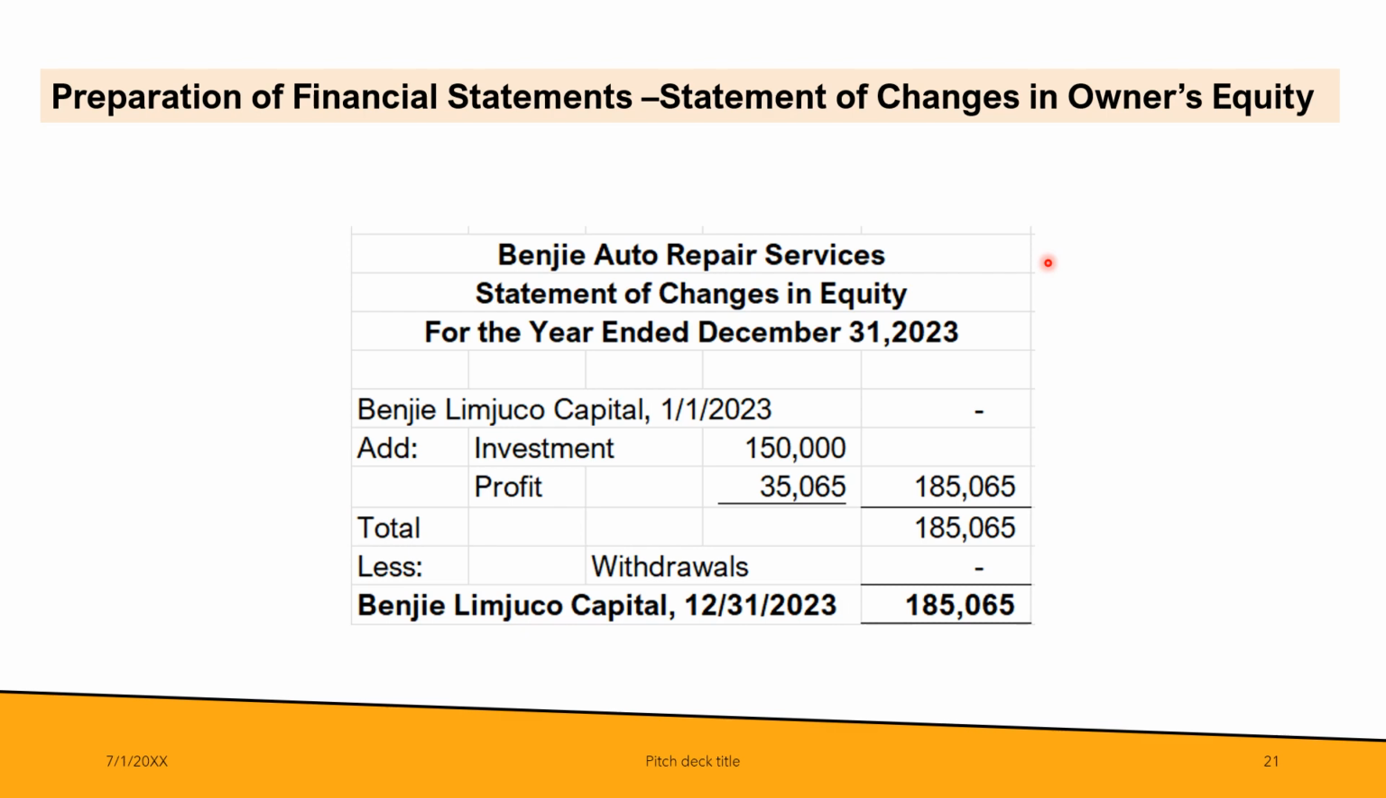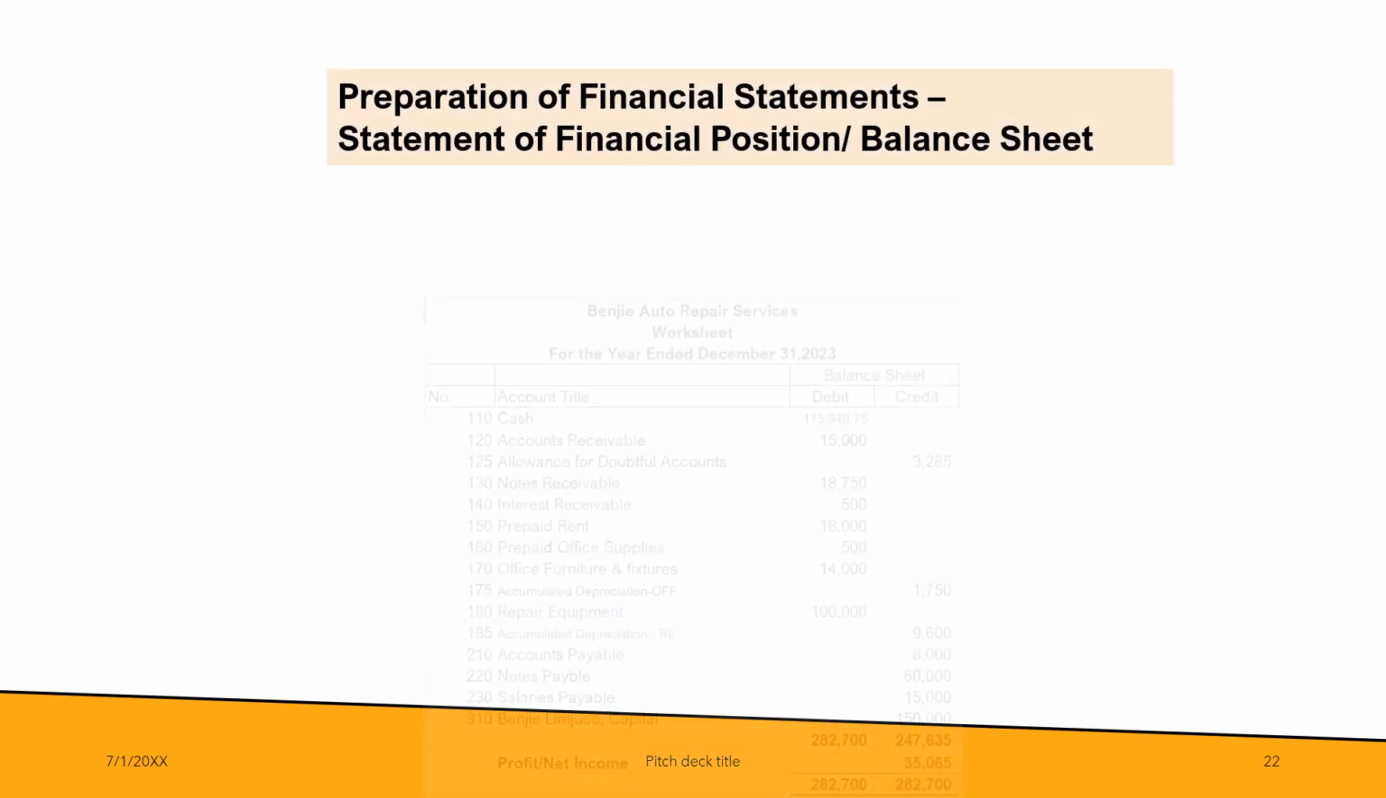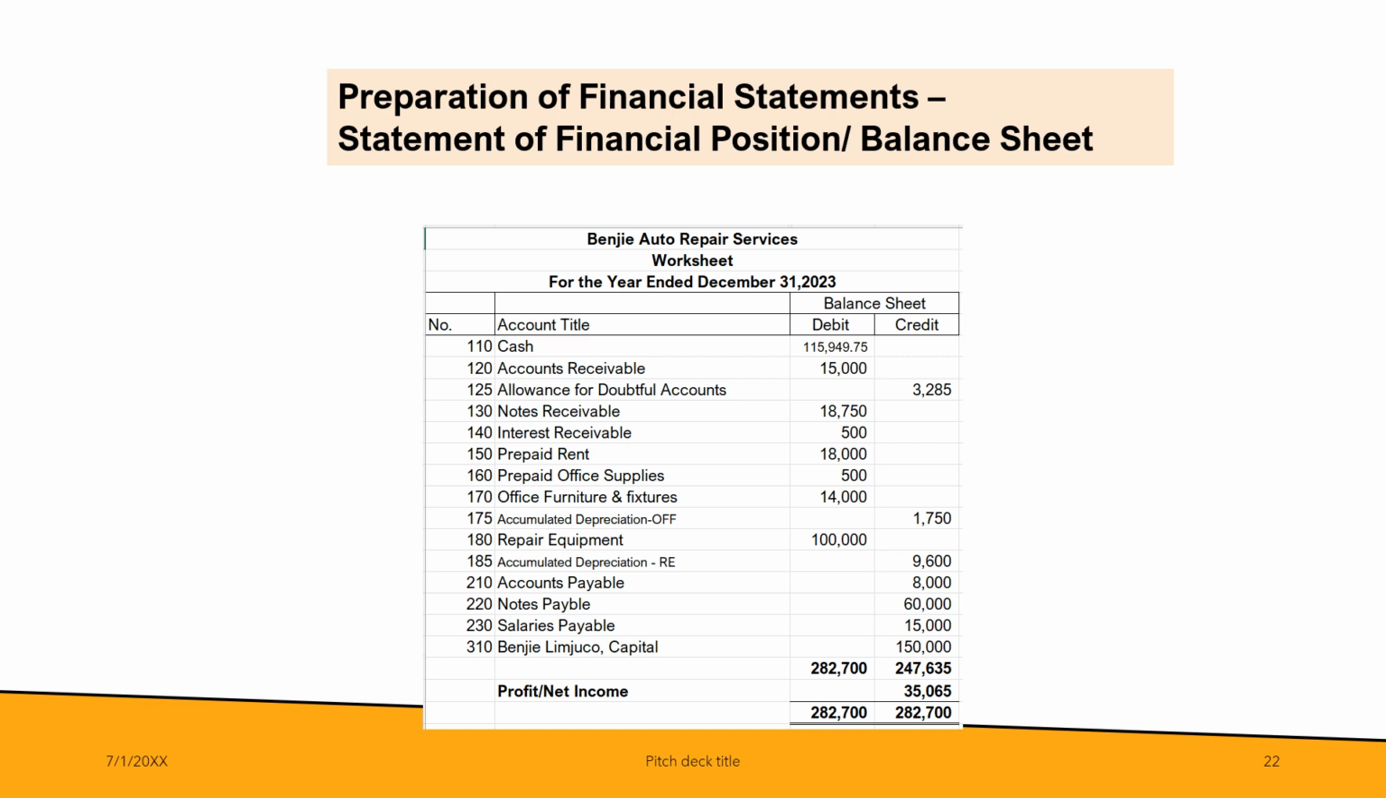And then after this, what's next? We will be preparing the statement of financial position or balance sheet. The contents of your statement of financial position or balance sheet will also be lifted from the worksheet. So I have here the portion of the balance sheet column of our worksheet. You have here the account titles, the cash, those accounts which are part of your assets, liabilities, and equity. Those are part of your balance sheet accounts.